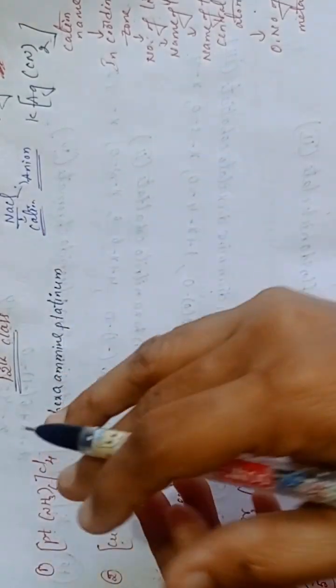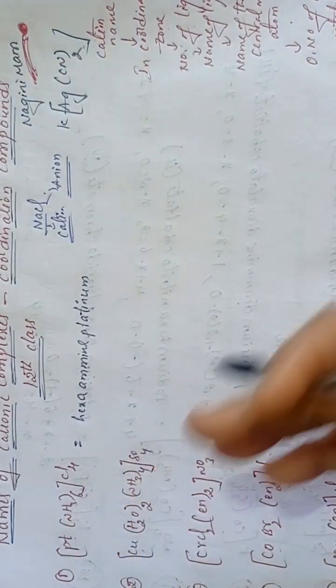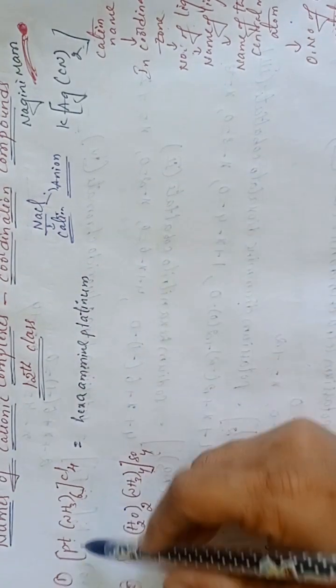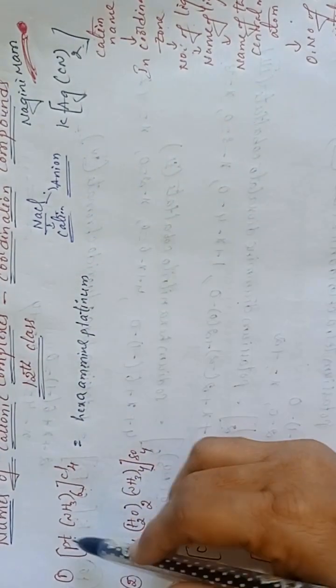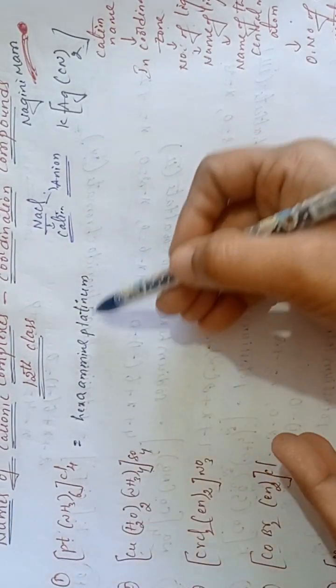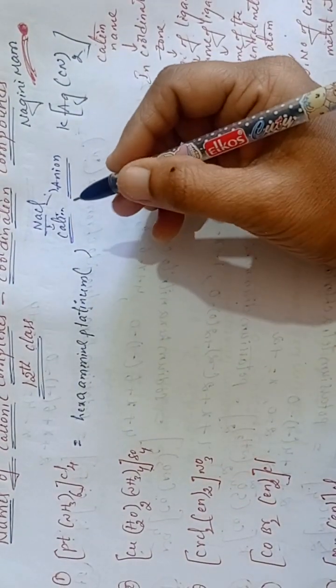You should not add any -ate. Only if it is an anionic complex, if the coordination zone is an anionic complex, then you have to add -ate to the name of the metal atom. But here you need not add anything, just the central metal atom name, the element name as it is, platinum. Clear? Platinum. And next, the oxidation number you should write.